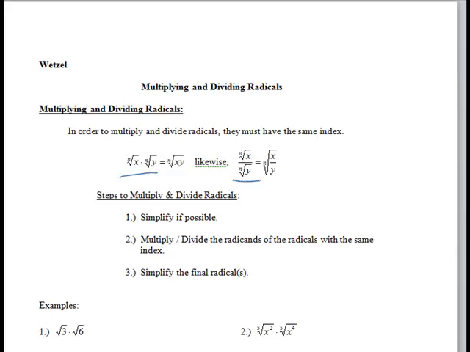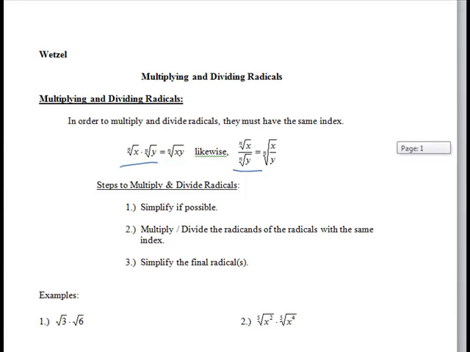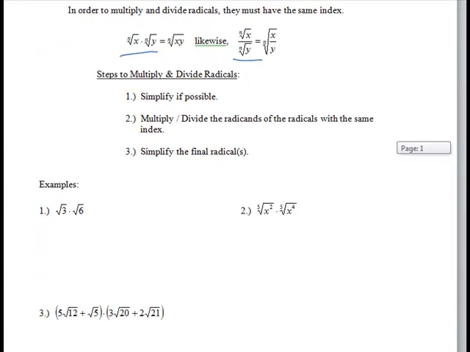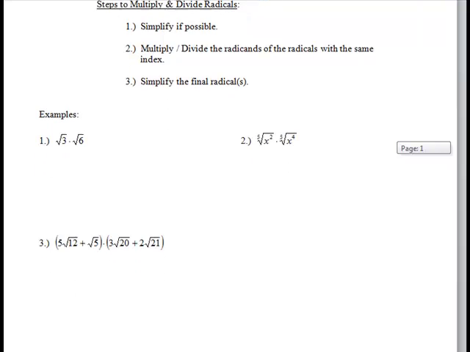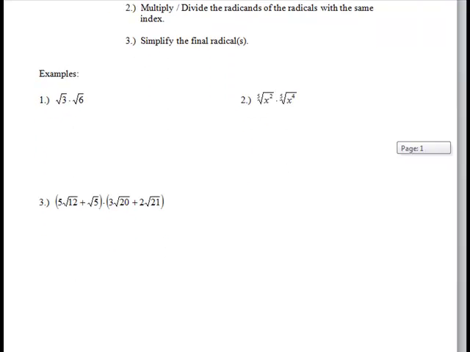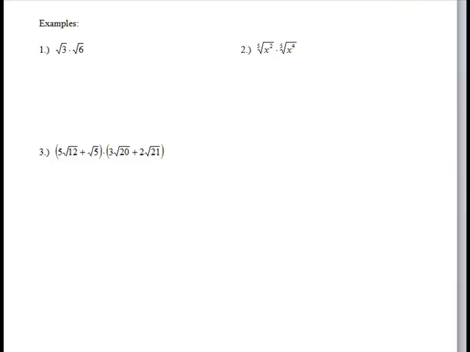Likewise, dividing radicals, the nth root of x divided by the nth root of y, dividing two radicals with the same index, you can combine the two radicals into one, or simply divide their radicands together. So the steps for multiplying and dividing radicals: you want to begin to see if you can simplify anything. Simplify the radicand, simplify the radical if possible. And then multiply and divide the radicands that have the same index. And then finally, check to see if you can simplify again your final answer.